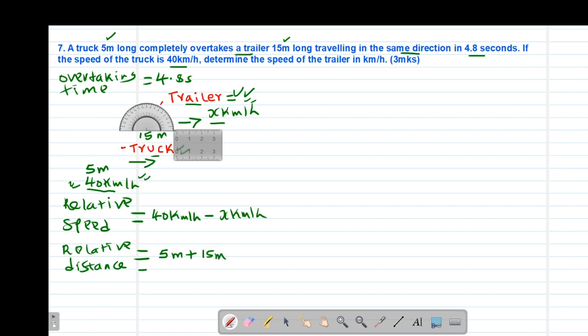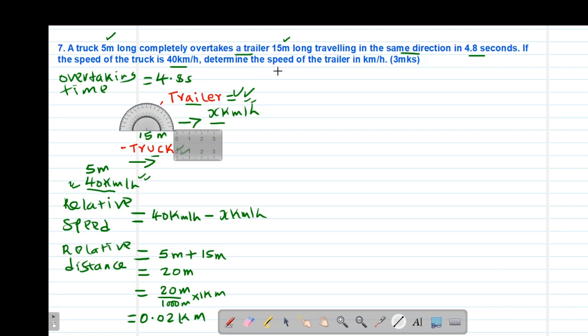Therefore, our relative distance will be 5 plus 15, which is going to give us 20 meters. Then because we are given the speed in kilometers per hour, I need to convert this into kilometers. So the 20 meters will be 20 meters over 1,000 meters multiplied by 1 kilometer. Therefore, in kilometers, 20 divided by 1,000, we are going to get 0.02 kilometers. That is the overtaking distance.